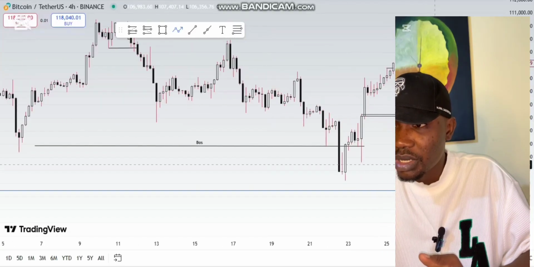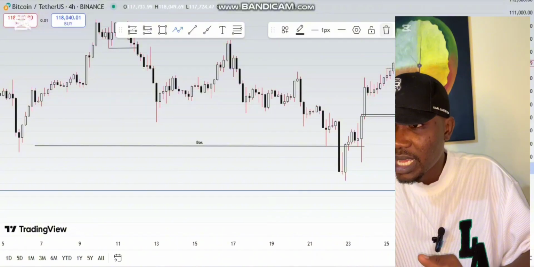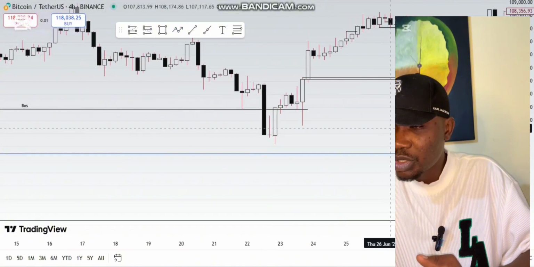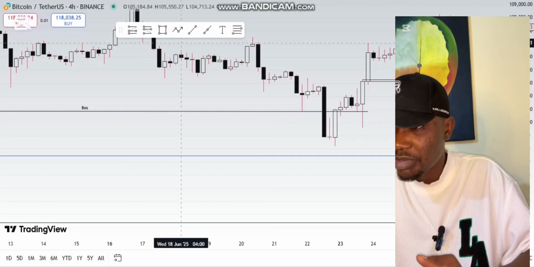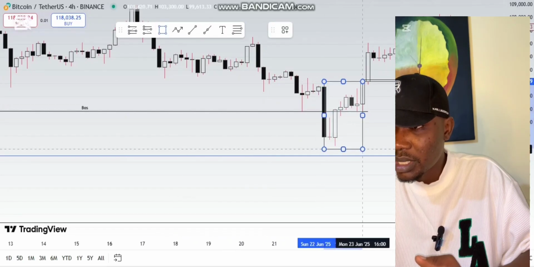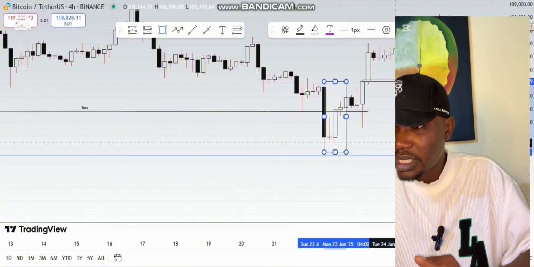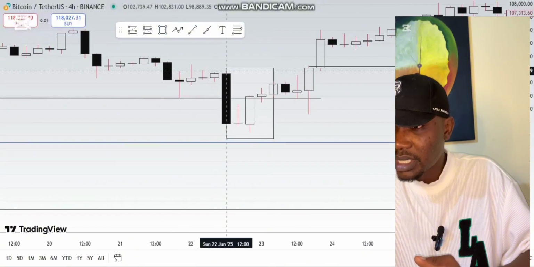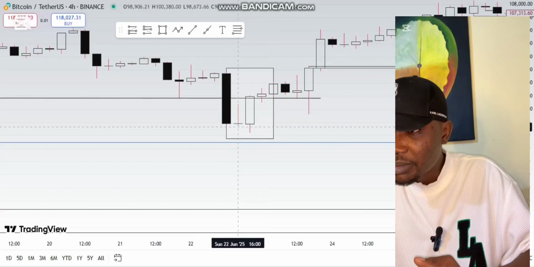As you can see, Bitcoin was making higher highs at this point, then came down to this point. Now we're using a 4 hours time frame. We came down to this place, and you can see these three candles right here.